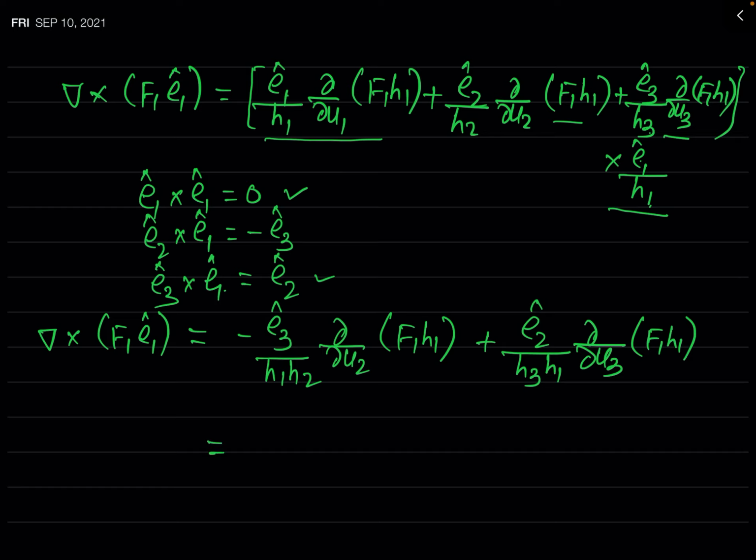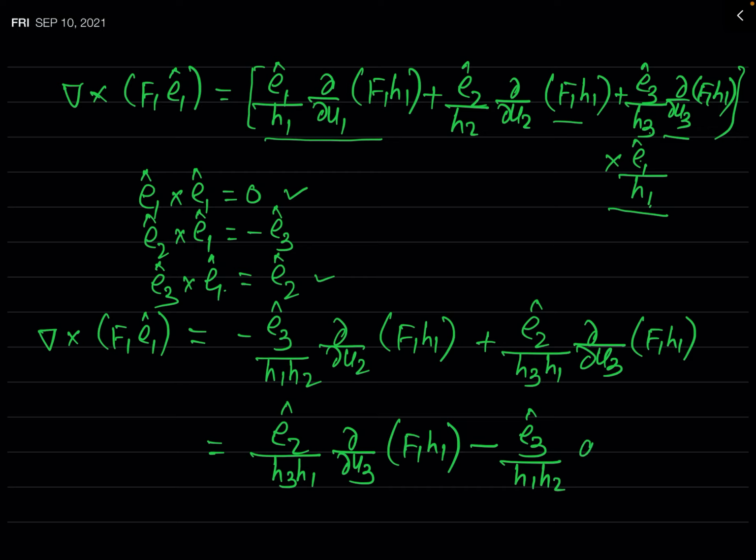So you may write it in this arranged manner. This is E2 hat over H3 H1 del U3 F1 H1 and minus E3 hat over H1 H2 del U2 F1 H1, and say this is equation number 2. So you can see we have easily evaluated the expression for this curl of F1 E1 hat. Del cross means curl. So this is curl of F1 E1 hat.